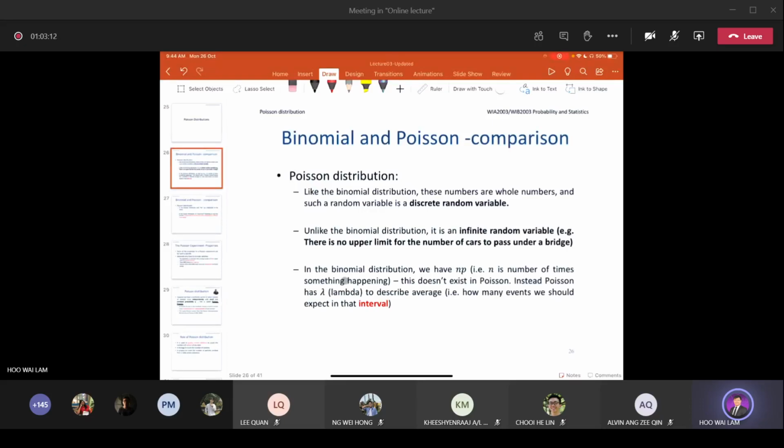So in the binomial distribution, we have n and p, but in Poisson we only have one, which is lambda. The lambda also tells you the average, mean, expected value. It's the same. All right. So how many events should we expect in that particular time range?